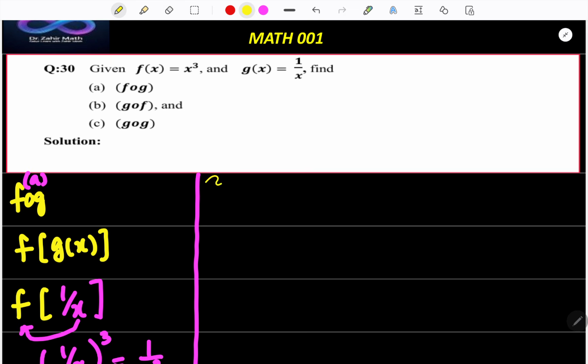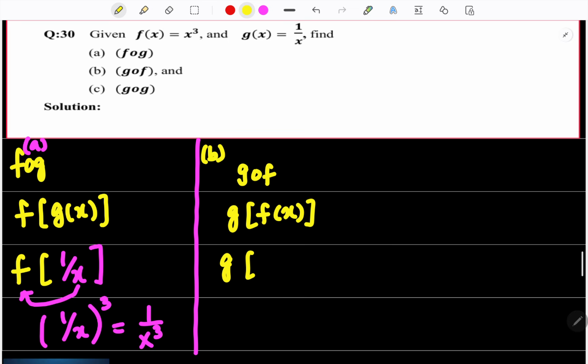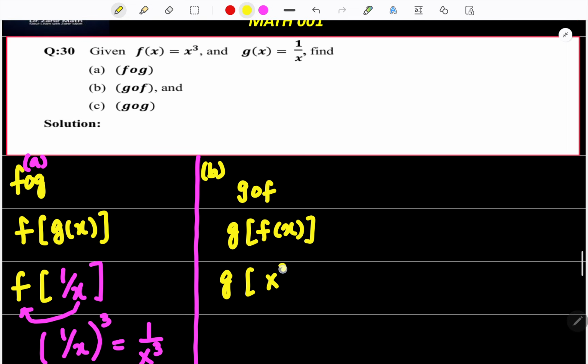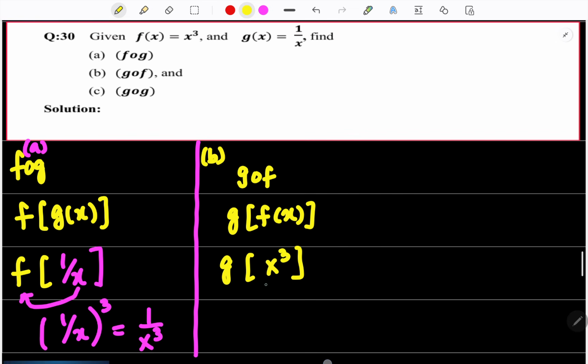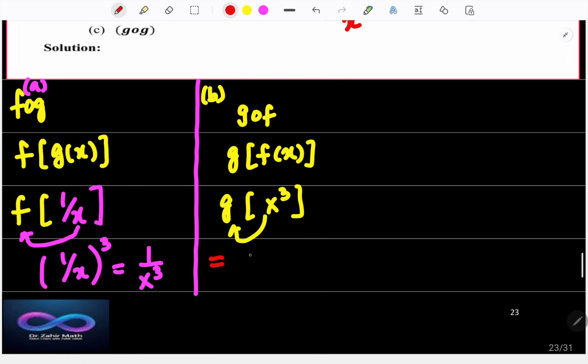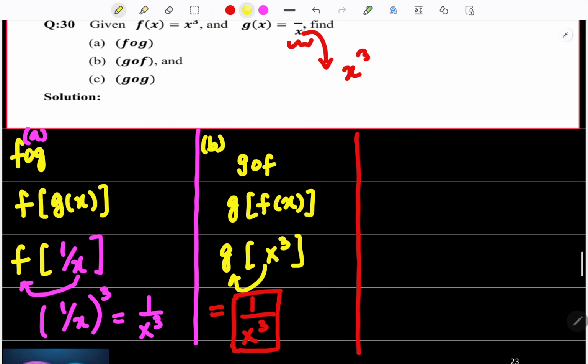Let's go to B question. What's your B question? g composite f, g of f of x. So what's your f? Your f is x cube. You're going to put this in g. What's your g? Your g is 1 by x. So in the place of x, you put x cube. So this equals 1 divided by x cube. Clear? Right. Let's go to C question.